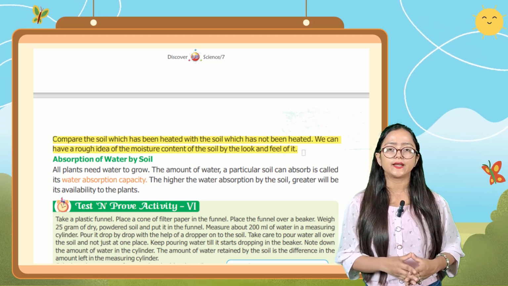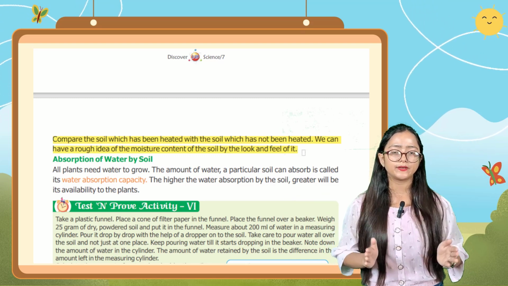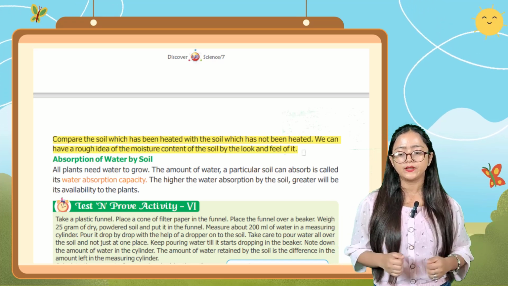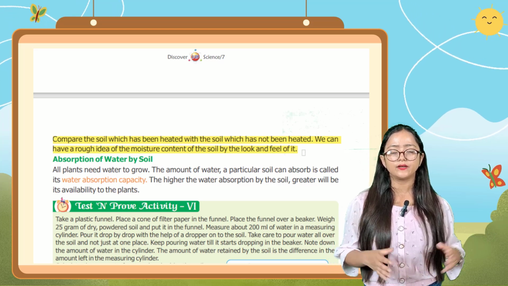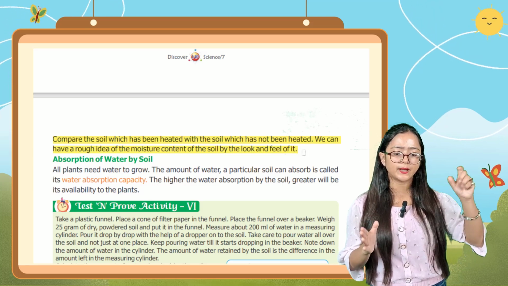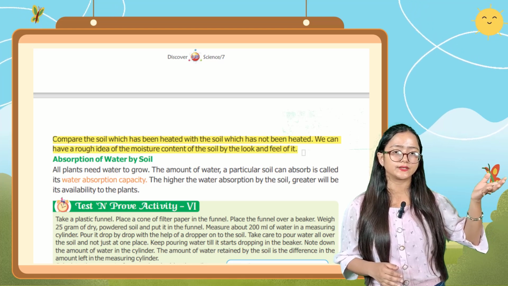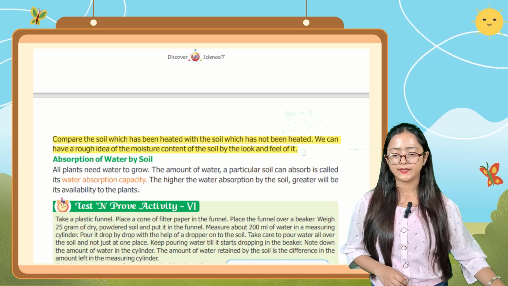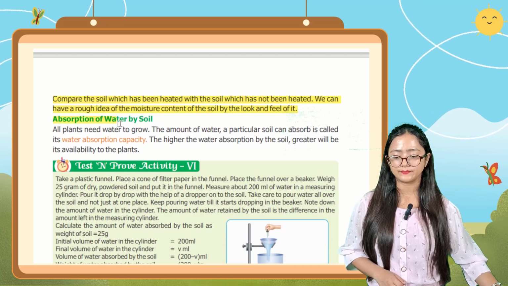So it is saying that in the above activity which you have performed, you are comparing the soil which you have burned in that test tube to the soil which is not burned. By looking at them we can have a rough idea of the moisture content of the soil by the look and feel of it. The soil which is burned in the test tube contains less moisture as compared to the soil which is not burned at all. Okay, next is absorption of water by soil.